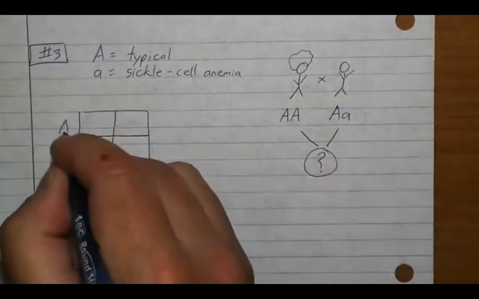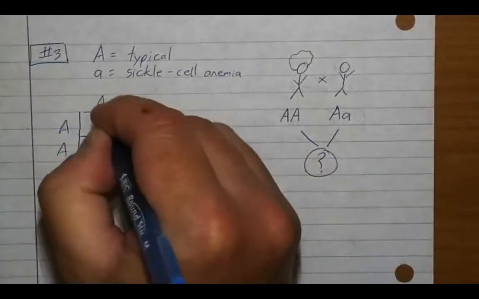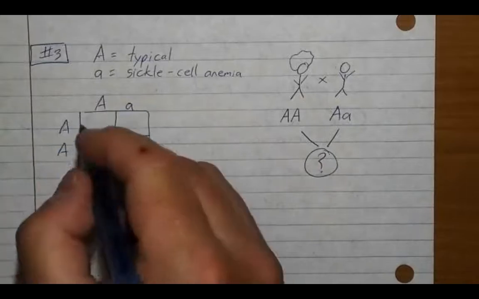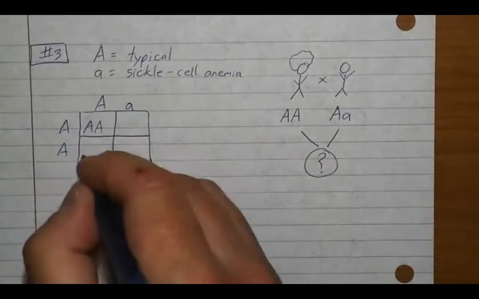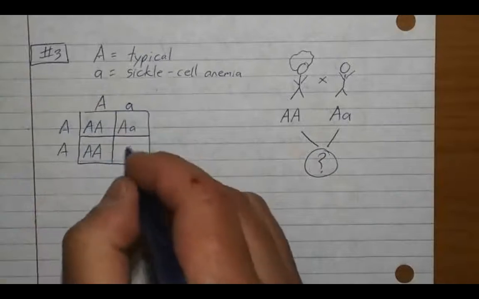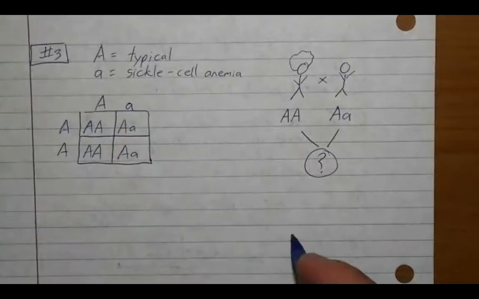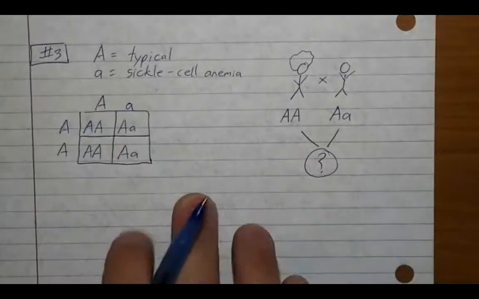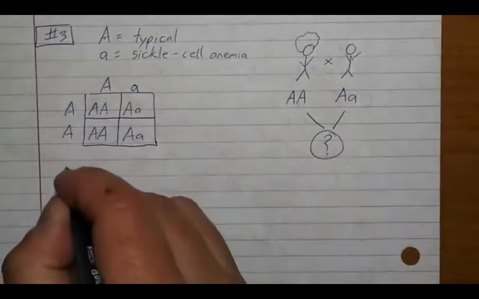Put mom on the side, put dad's genotype on top, and then I run it. Capital A with a capital A, capital A with a capital A, capital A with a lowercase a, capital A with a lowercase a. Okay. Then I'm supposed to do my ratios.